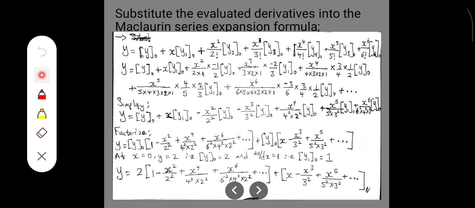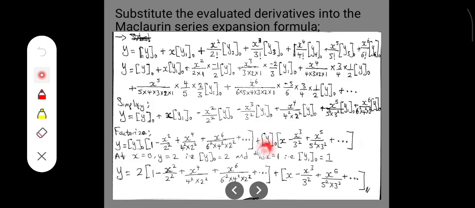Now we factorize out the initial conditions y of 0 and y subscript 1 of 0. So for y of 0, the first term now gives us 1. Then the third term also has a factor of y of 0, so we have minus s power 2 over 2 raised to power 2. This fourth term also has a factor of y of 0, so I add it here, which is plus s power 4 over 4 square multiplied by 2 square. And the last term here also has a factor of y of 0, which is plus s power 6 over 6 power 2 multiplied by 4 power 2 multiplied by 2 power 2, and it keeps adding up in the series.